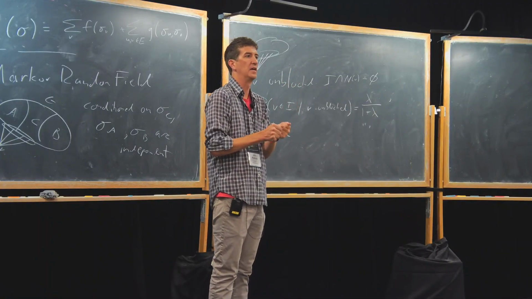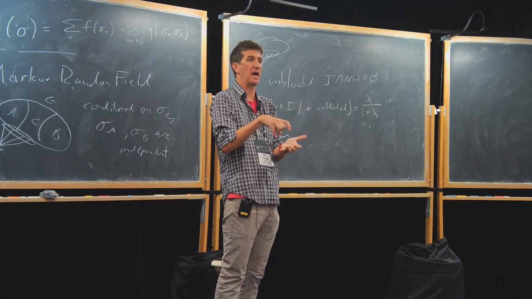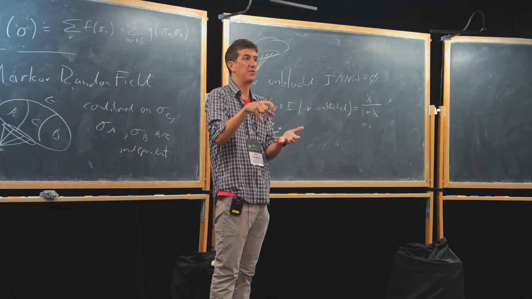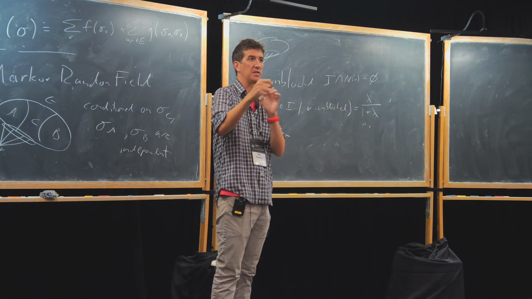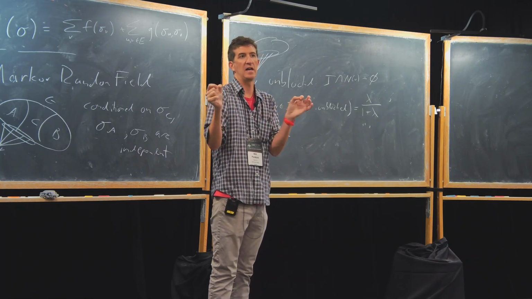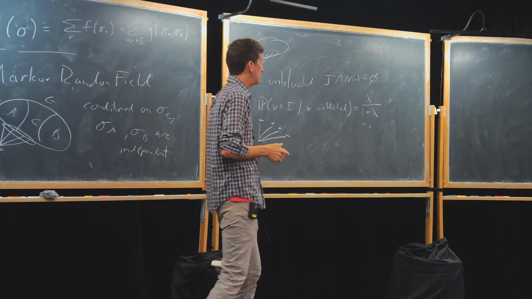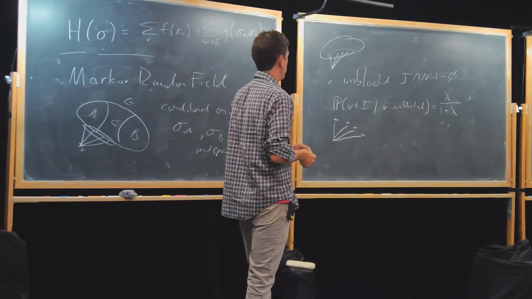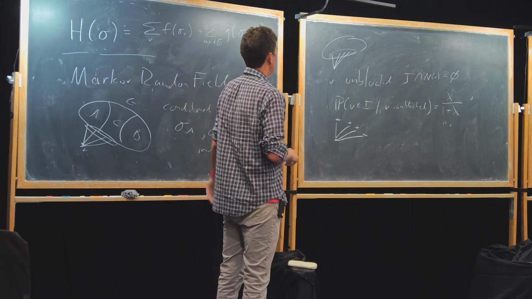So imagine that instead of picking from the hardcore model, I picked an independent set of fixed size k uniformly at random. Then we definitely would not have this property, right? Because you have this global constraint on the size of your independent set. You're not going to have independence. So it's a useful special property. Good, so that's the Markov random field property.